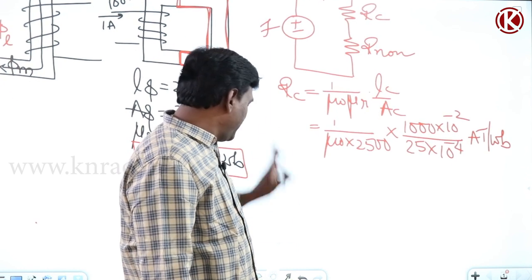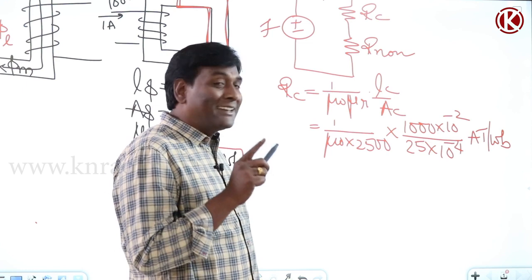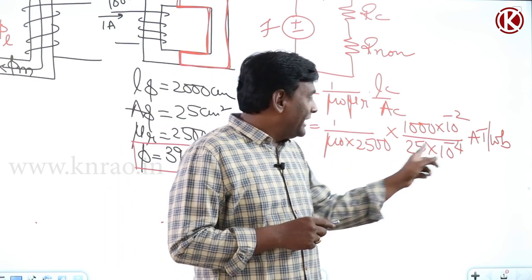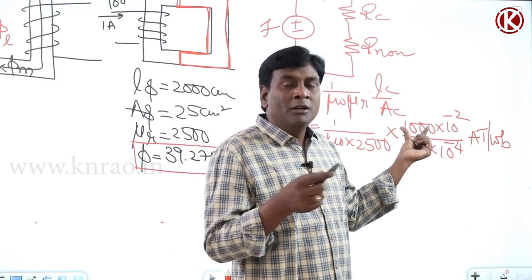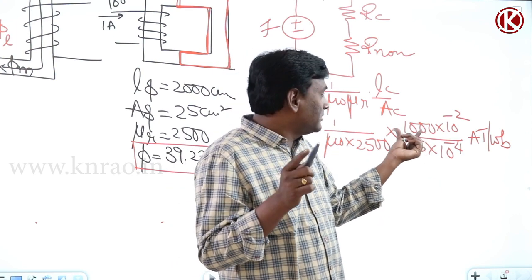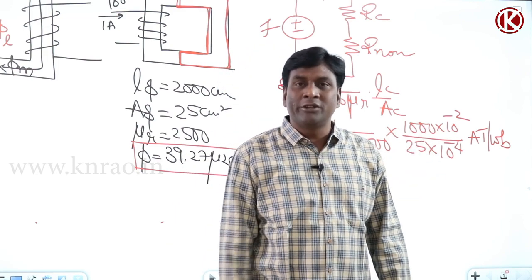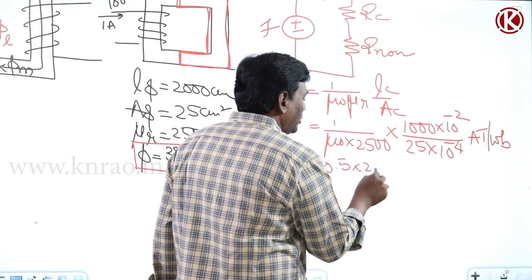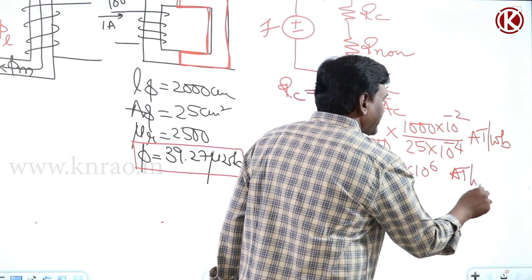Now if you observe this, previously what was the reluctance of the core we got? 1 by mu naught, mu r is the same, area of cross section of the core is the same, but in our previous calculation of the problem it was 2000, and now it became 1000. So in our previous problem it was 2000 centimeters, now it became 1000. With 2000 I got 2.54 into 10 to the power of 6. So this is going to be 0.5 into 2.54 into 10 to the power of 6 ampere turns per Weber.